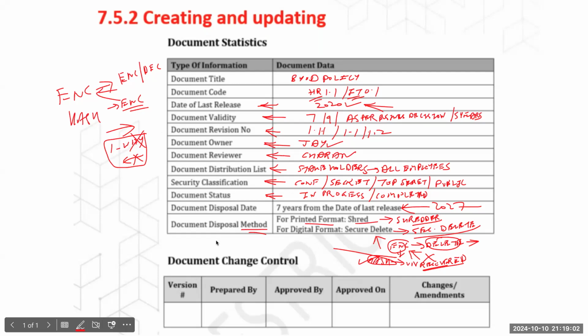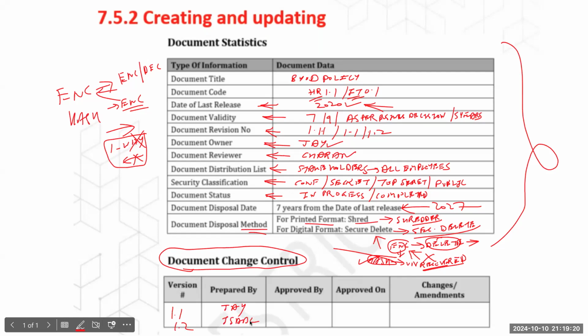Good. So after that we have document change control. These are the document details that we have so far, and after that we have document change control. Version we will mention 1.1, 1.2, something like that. Prepared by, who? For example, sometimes J will prepare it, sometimes ISAC will prepare it. And approved by, let's say, Charan. In one case it will be me. I will approve it. Approved on, here will be date one, date two.